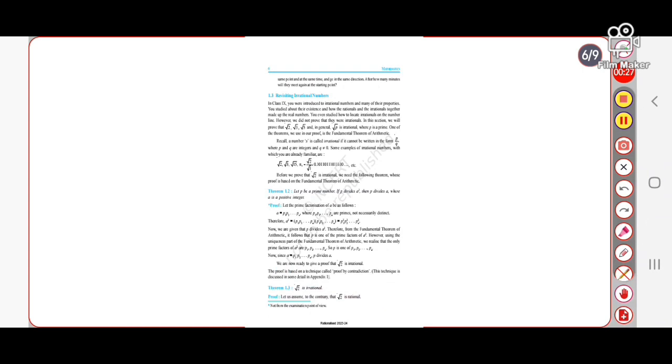Now today our topic is this: they will give us some number with a root value and they will ask us to prove that the root value is irrational.